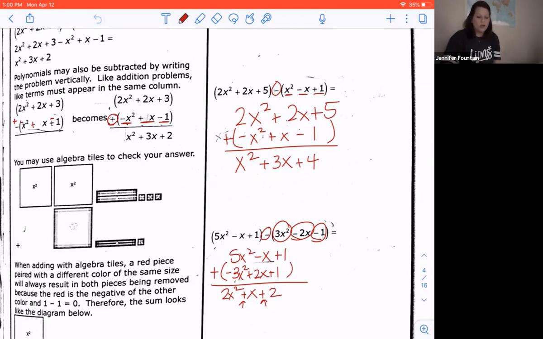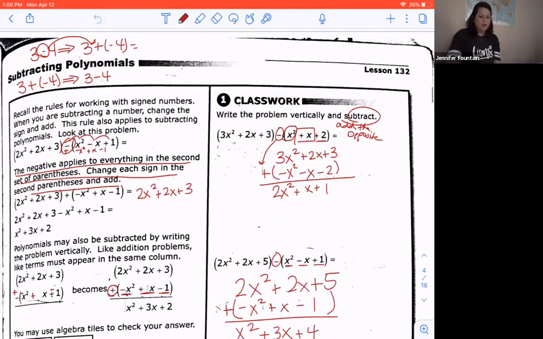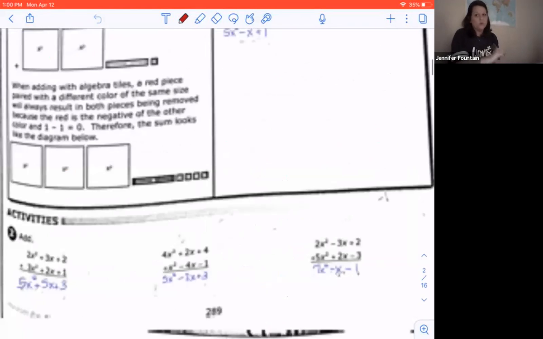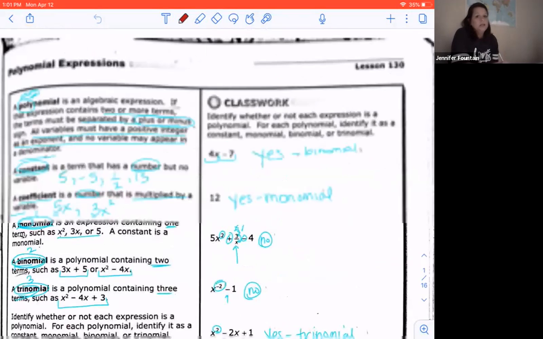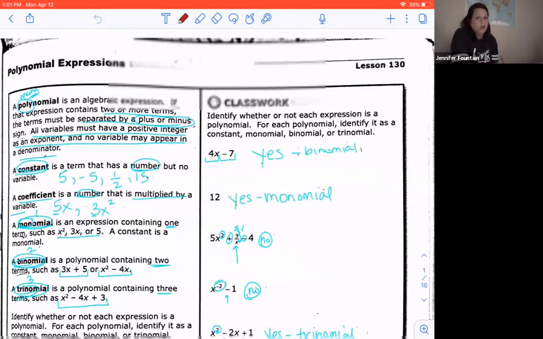And so we started out with adding and subtracting polynomials. So I'm going to go back for just a minute and do a quick review of polynomial expressions. We said that a polynomial is an expression that has two or more terms, but a monomial only has one term, and that term can be a number by itself, which is what we call a constant. It can be a variable by itself, represented by a letter, and it may or may not have an exponent. And then we can also have a coefficient with a variable, and we looked at examples of those.